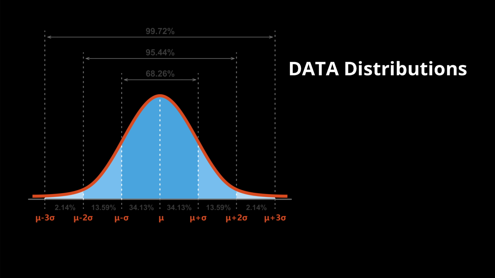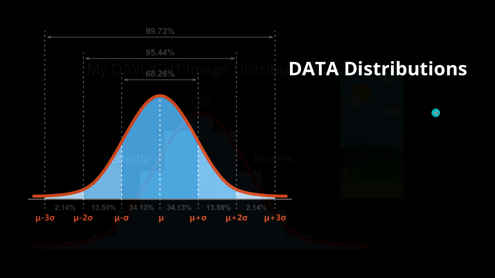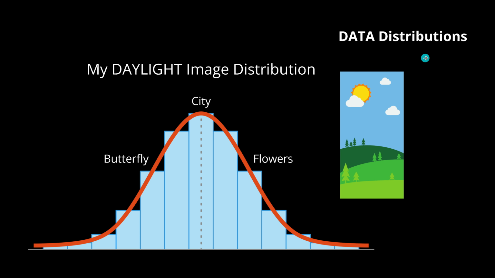What is a data distribution? Now, a normal data distribution, you have seen this before, no? Or maybe you call it a bell curve or a simple distribution of data. Let me give you the simplest example I can think of. I have here my daylight image data distribution. This is all the, let's say, 1,000 photos I took with my iPhone in the last days.